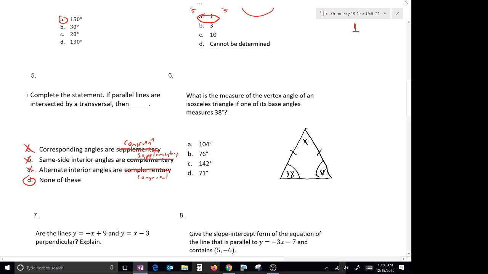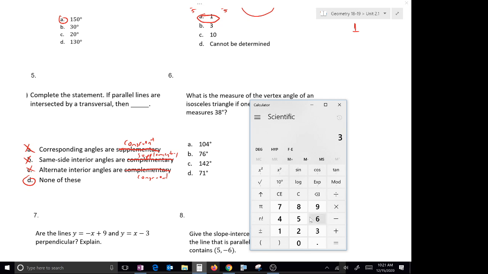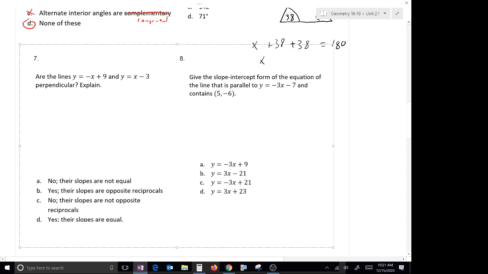So there's two ways we could do this. We could simply add these 38s together and subtract it from 180, because we know all three angles add up to 180. Or we could set up an equation, x plus 38 plus 38 equals 180. So then x plus 38 plus 38 equals 76.